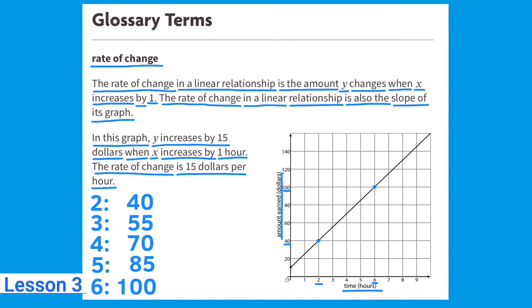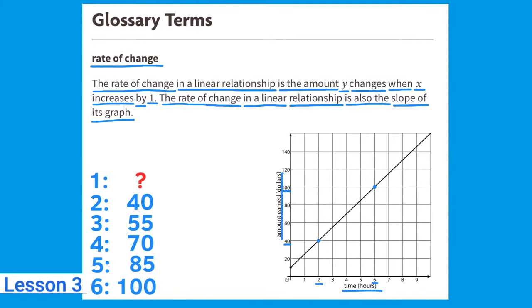One good question might be, why does the second hour start at $40? One would think that from 0 to 1 hour would be $15, and from 1 hour to 2 hours would be $30. But this graph shows that 2 hours is at $40 and not $30. So let's see if we can figure this out. 55 minus 15 is 40, and 40 minus 15 is 25, and 25 minus 15 is 10.